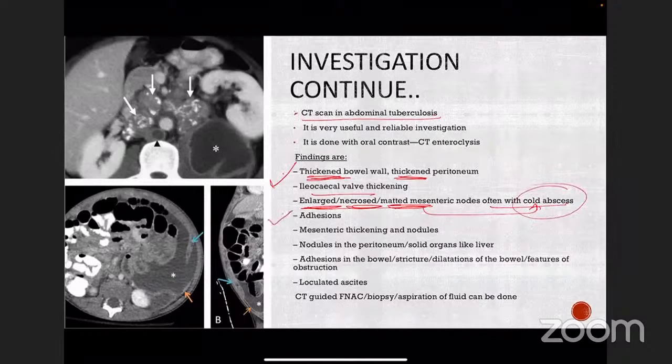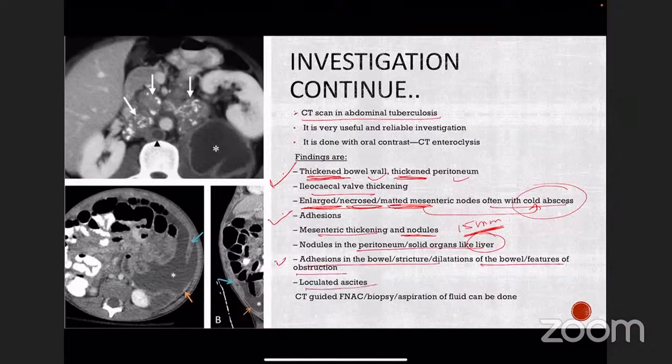There can be adhesions secondary to the collection. Mesenteric thickening and nodules will be seen. Already said, thickening of the bowel wall, peritoneum, mesentery, anything gets thickened. On USG, the mesenteric thickening was 15 mm; in this, it is not specified. Nodules in the peritoneum and solid organs will be present, like on the liver, spleen, pancreas, anywhere the nodules can be appreciated. Adhesions, bowel strictures, dilatation of the bowel and features of obstruction can also be appreciated.